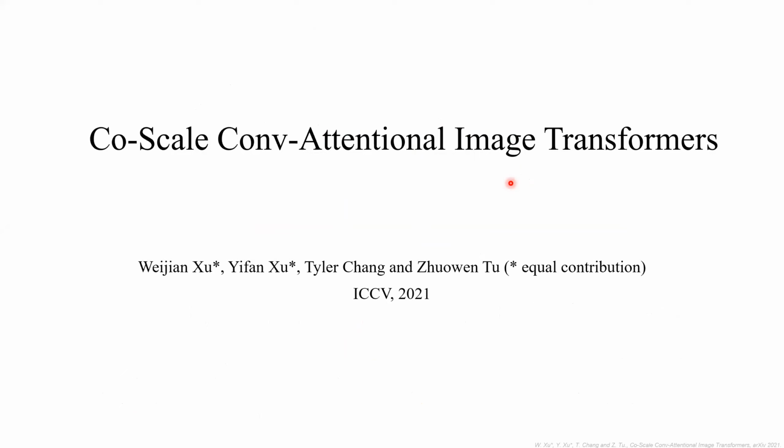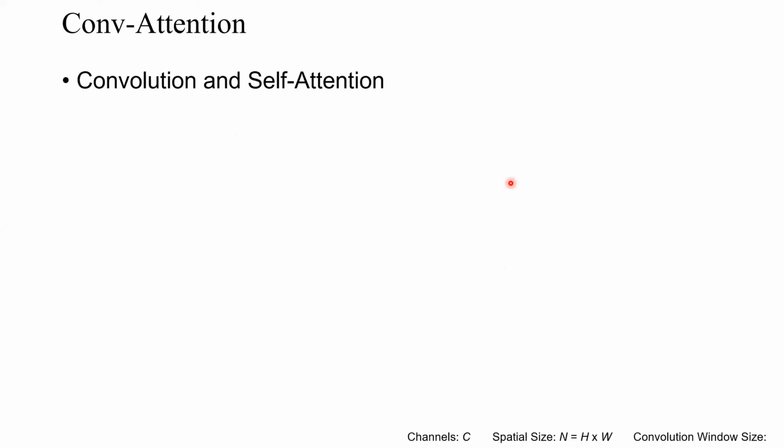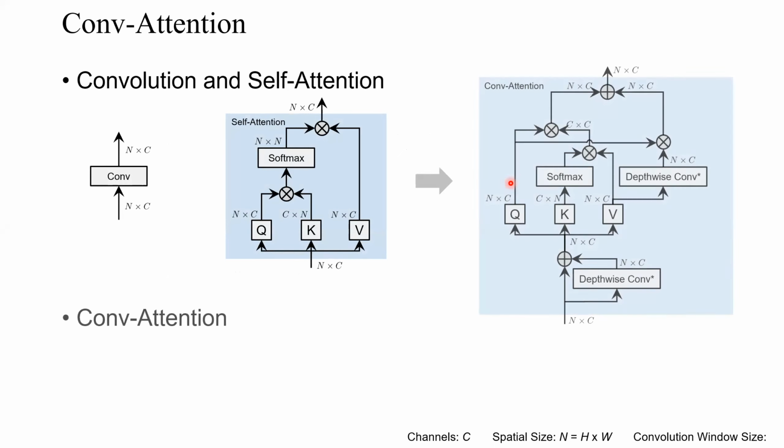So the second piece of work is called CoScale Convolutional Image Transformers. Last year, at ICCV, it was almost a golden time for people developing ViT-based models, following the ViT architecture, and also BEiT or DeiT, I forgot, sorry. So we had a paper at ICCV. I think at ICCV there were about 10 to 15 papers, all following ViT architectures.